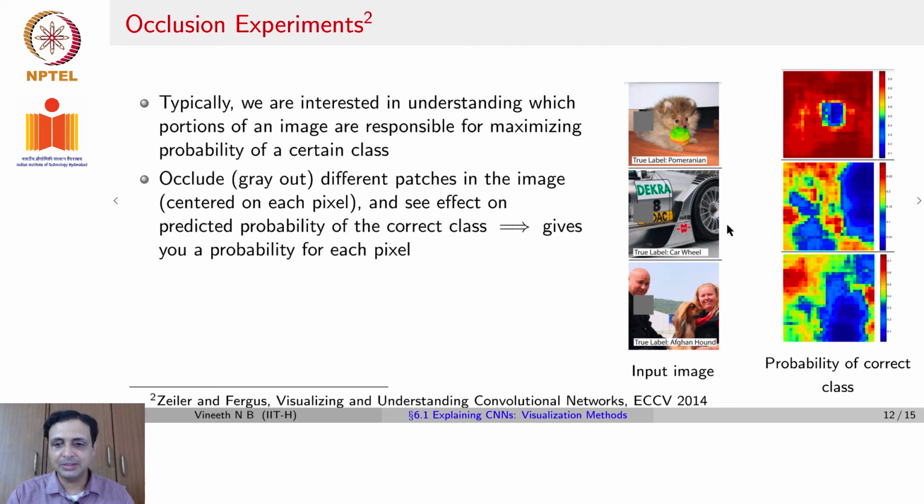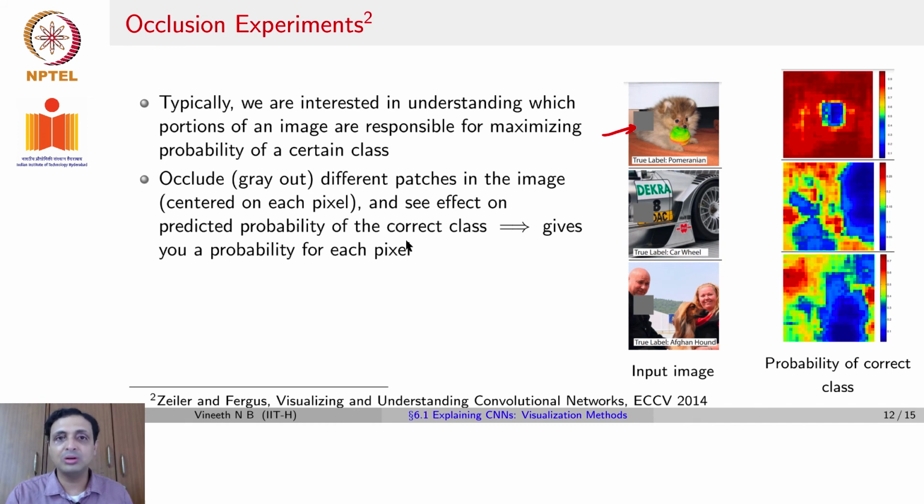So given these images that you see here, we occlude different patches in the image centered on each pixel, and you see the effect on the predicted probability of the correct class. Let's take an example. So you can see a gray patch here on the image.